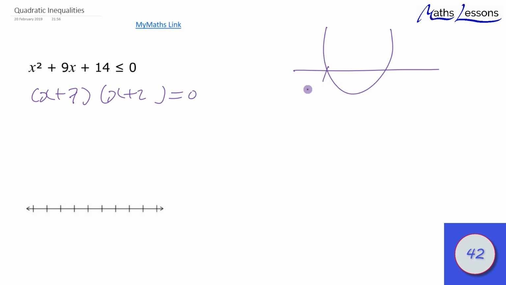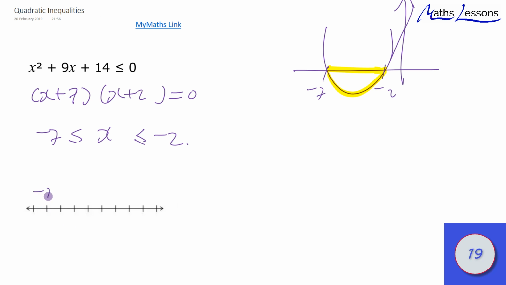So it's going to cross at minus 7 and it's going to cross at minus 2. So the y-axis will be over there somewhere. We want to know when it's less than 0. So it's between here and here that's going to be less than 0. So therefore x will be greater than or equal to minus 7 and less than or equal to minus 2.